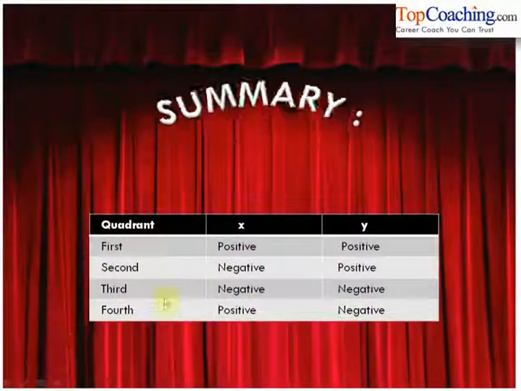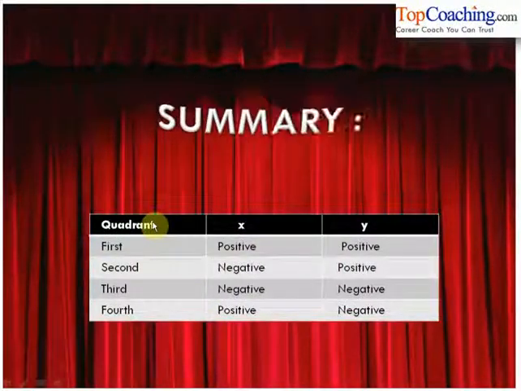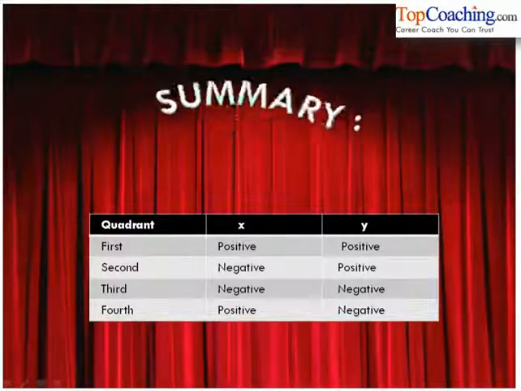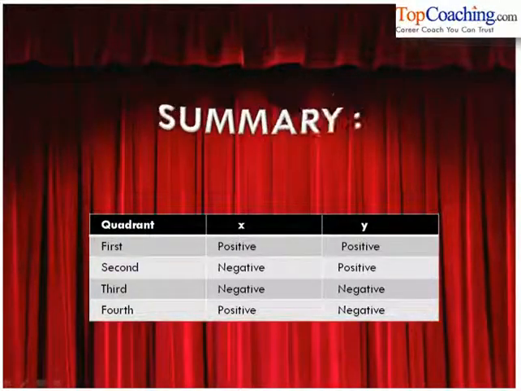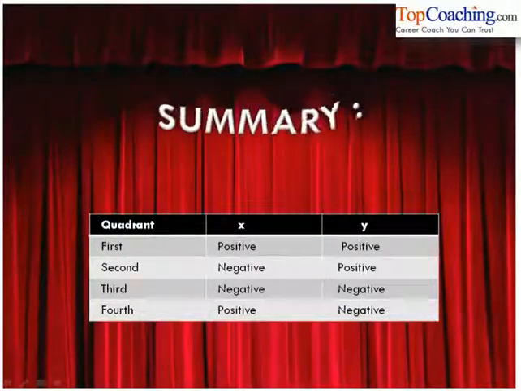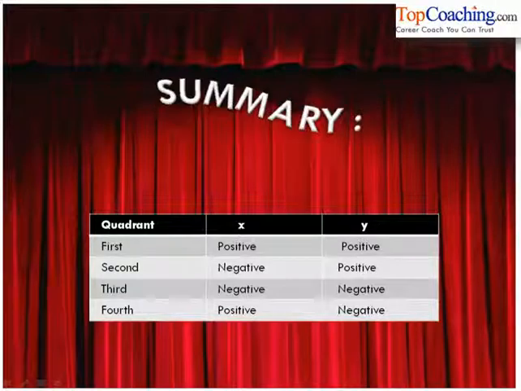Now this is a very important table. It tells us the position of points in the different quadrants. So if any point lies in the first quadrant, then the abscissa of such a point would be positive and the ordinate of such a point would also be positive. So the x-coordinate and y-coordinate both are positive.